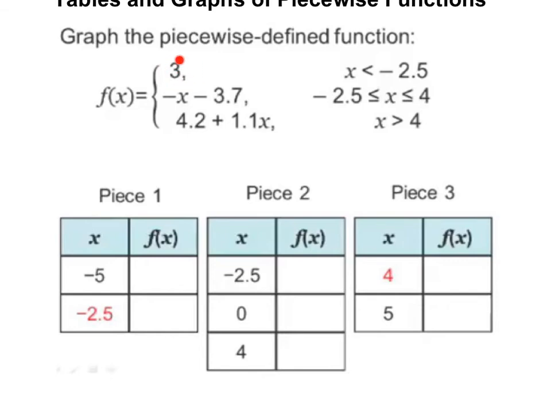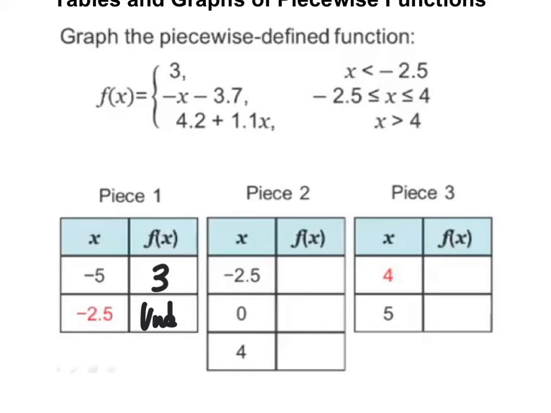Okay, this is a horizontal line at 3. So if I were to plug in -5 into this function, okay, -5 is less than -2.5, and it would give me a y value of 3. So I'm just going to plug in 3 here. Now, if I plugged in -2.5 into this function, it wouldn't exist because -2.5 is not part of our domain, okay? We are talking about values that are strictly less than -2.5. So this is going to be undefined.